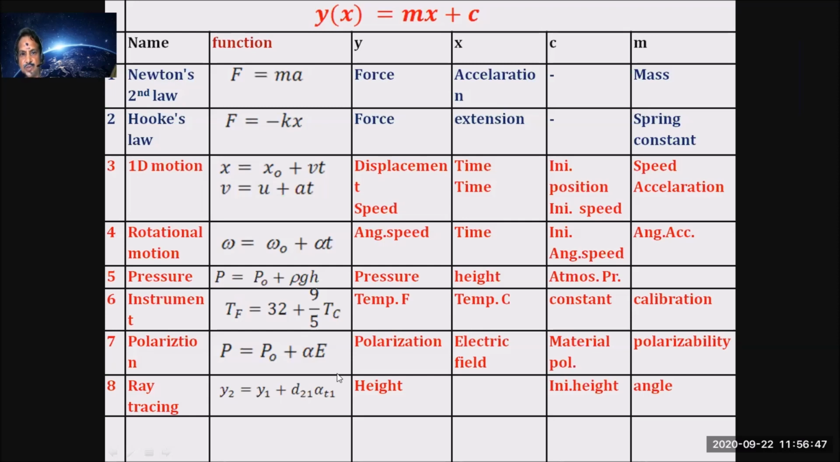Also, there are experiments where straight lines are used to calculate fundamental constants. Many of the experiments in undergraduate courses we come across. The simplest example is the simple pendulum. The graph between T square and L gives a straight line. From that, we can calculate the value of g. So the straight line is very, very important. And this is not the complete list.